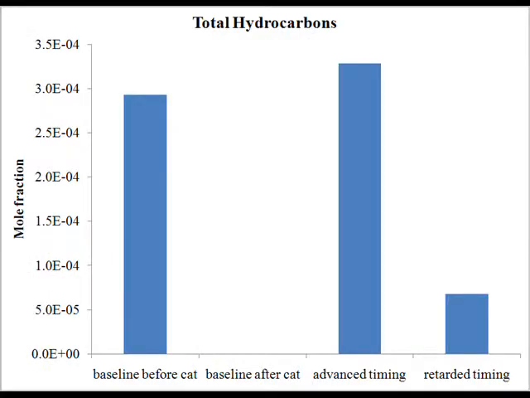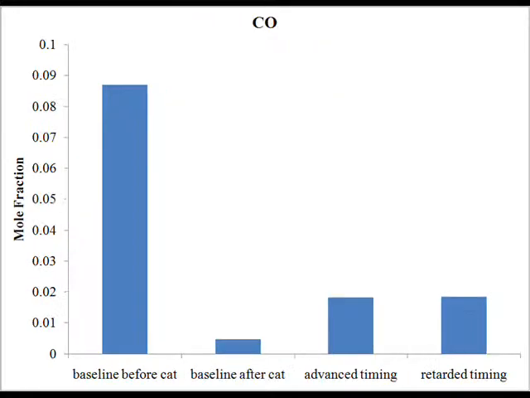As we can see in this graph, the catalytic converter completely eliminates all unburned hydrocarbons from the exhaust. Advancing the timing increases the levels of unburned hydrocarbons, while retarding the timing decreases the level of unburned hydrocarbons. The catalytic converter is less efficient in reducing carbon monoxide in comparison to the unburned hydrocarbons, but as we can see, there is still a significant reduction in carbon monoxide after the catalytic converter. Changing the ignition timing either way reduces the carbon monoxide emissions compared to the baseline timing case.